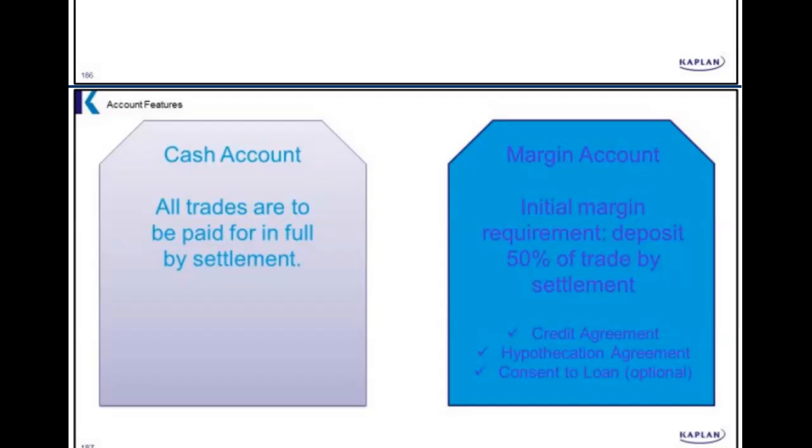Now, there are 3 forms that are required in a margin account. There are 3 forms, 2 are required. The credit agreement is required to be signed. The hypothecation agreement is required to be signed. The consent to loan form is optional. Webster says that to hypothecate means to pledge. So typically, when you see that word pledge, they're talking about the hypothecation agreement in a margin account, one of the required forms.